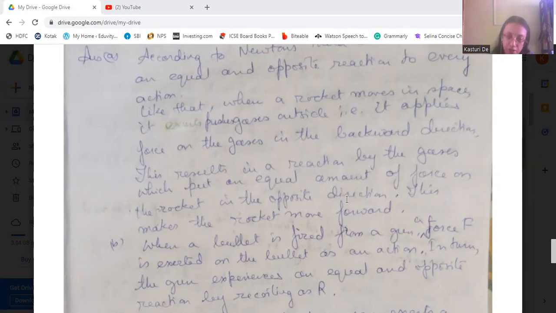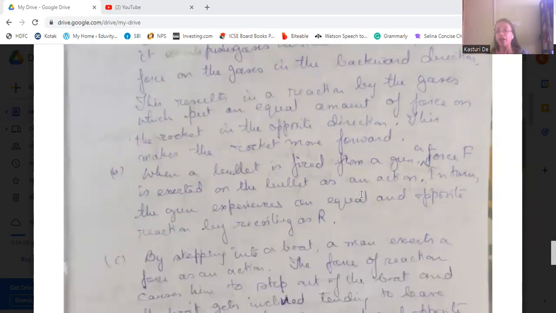Now the bullet. When a shot is fired from the gun, a force is exerted on the bullet. You are forcing the bullet to come out. That is an action. In turn, the gun will experience an equal and opposite reaction by recoiling. An equal and opposite force will be there.